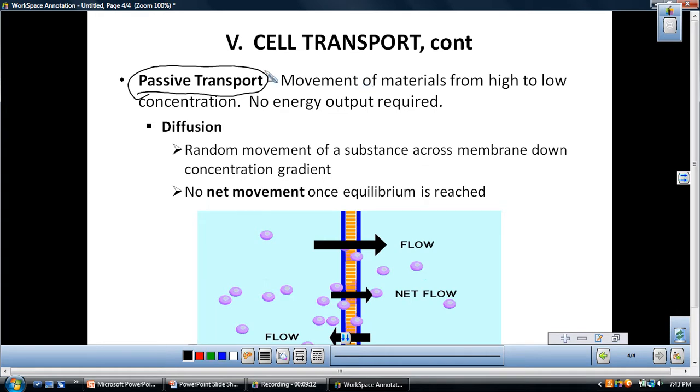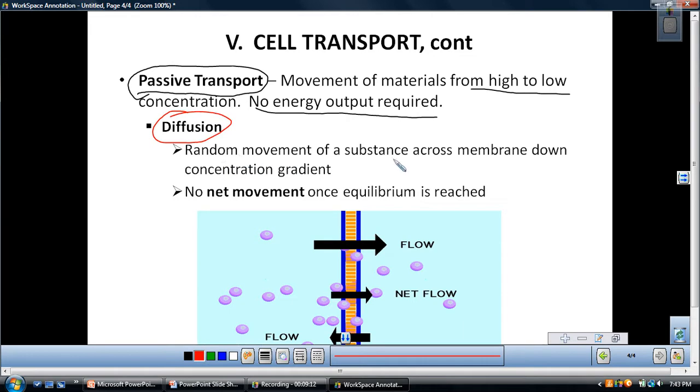You could actually talk about the diffusion of perfume particles or odors about a room, and that would also diffuse. But it's movement of materials, because we're talking about the cell, from a high to a low concentration with no energy output required. The first example, okay, grab your highlighter, diffusion, simple diffusion.